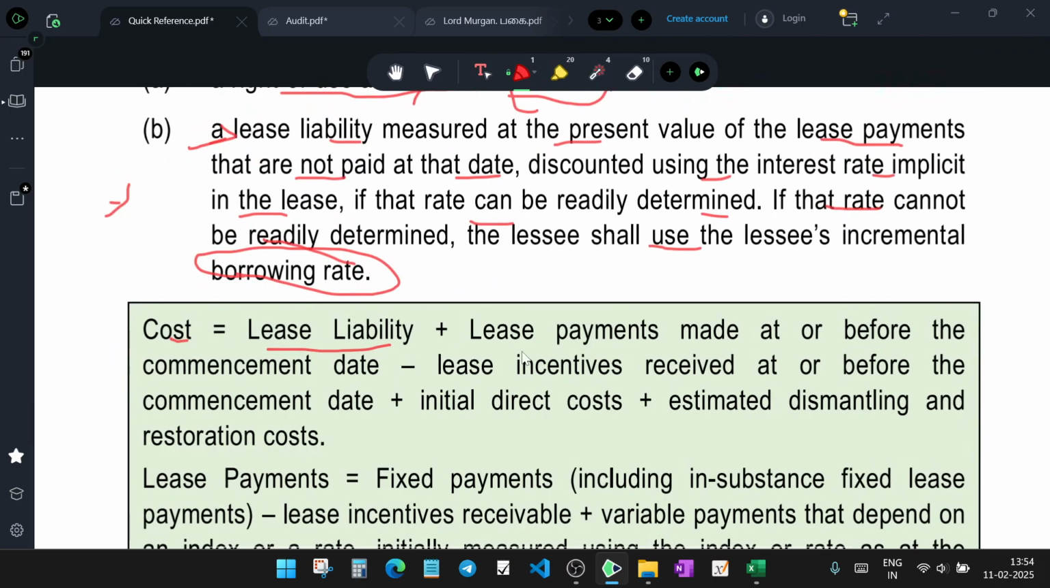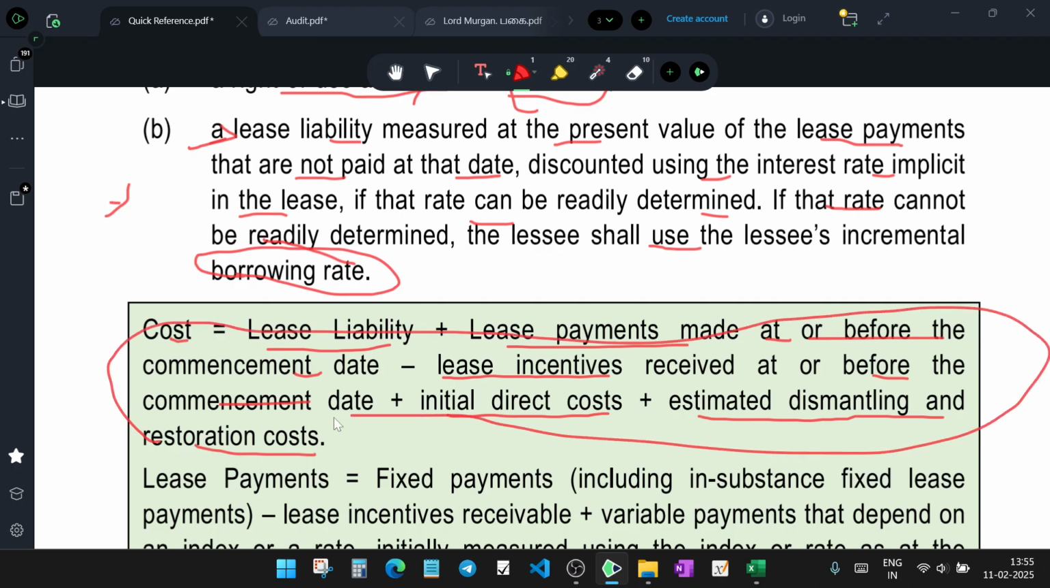Cost is equal to the lease liability, plus lease payments made at or before the commencement date, minus lease incentives received, plus initial direct costs, plus estimated dismantling and restoration costs. These should all be part of the cost. What is the lease liability? What are the lease payments? And lease payments made. If, in getting this lease, I need documentation charges and drafting charges, those are initial direct costs. For example, the lease liability is the monthly lease payment.